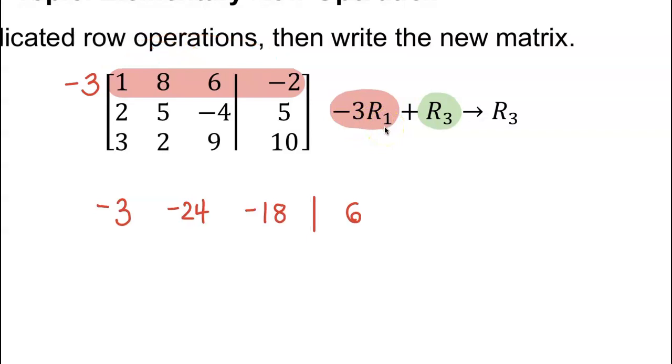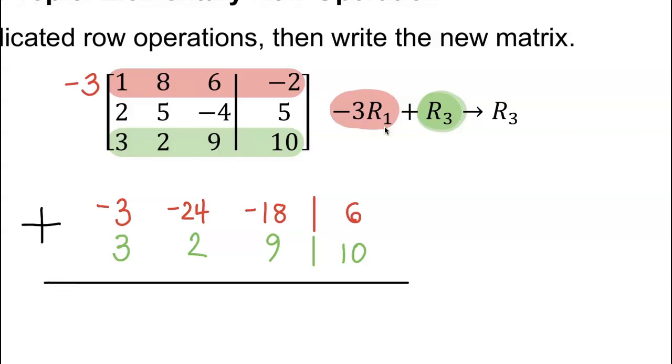Okay, now what are we adding this to? We're going to add this to row 3, R3. So that is what we need to add to. So I'll go ahead and write that underneath this red line. 3, 2, 9. And on the other side, we're going to have 10.